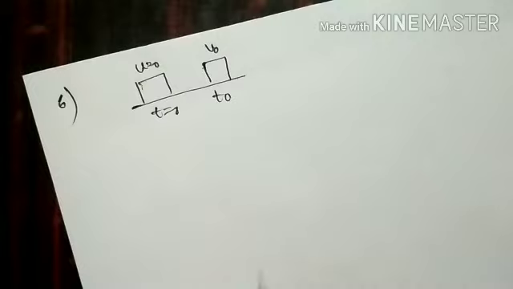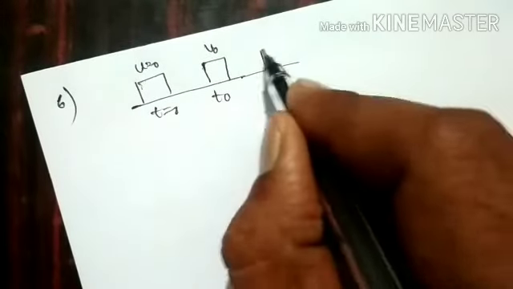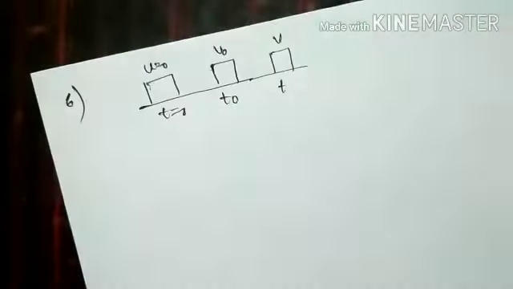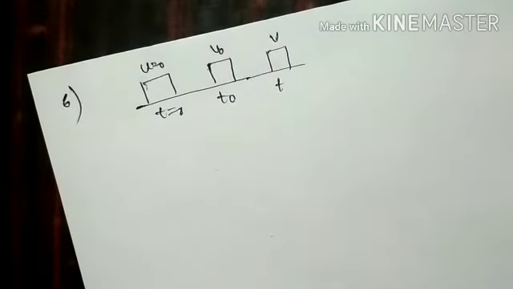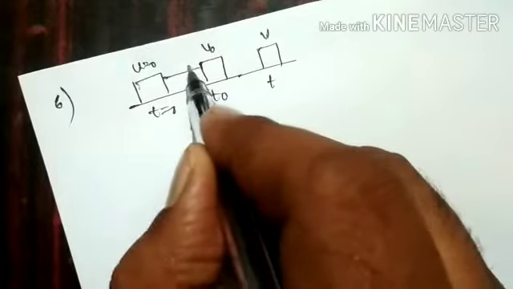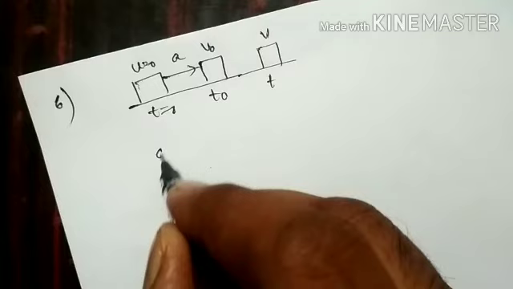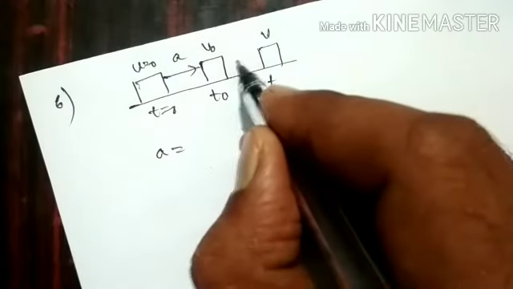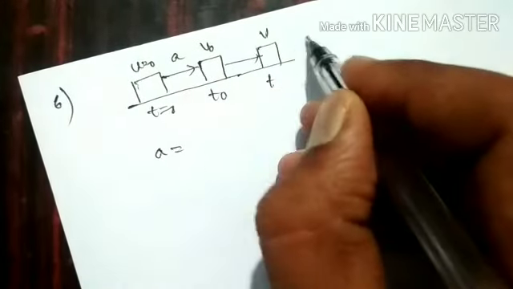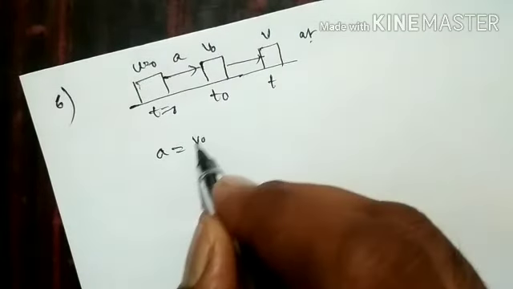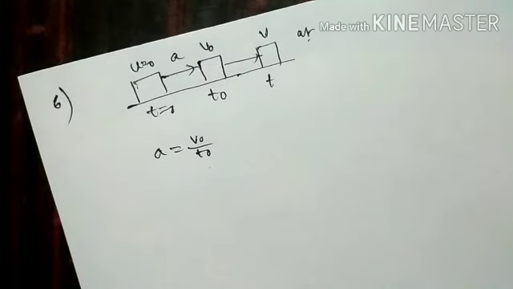Now, what is the kinetic energy of this body after a time of t seconds? What will be the velocity? Let us consider the velocity is v. When a constant force is applied, the body is accelerated. So what is acceleration actually? v is equal to at, and the acceleration here is v0 by t0.